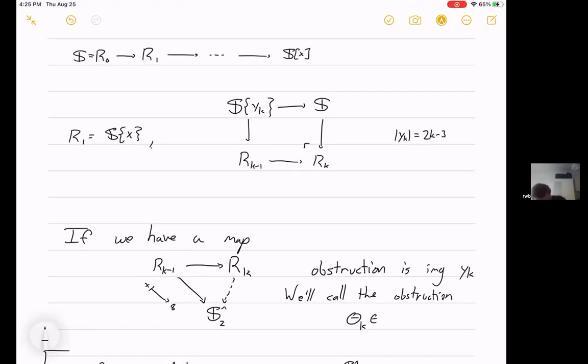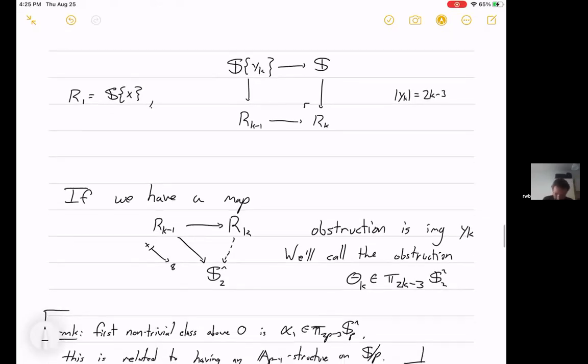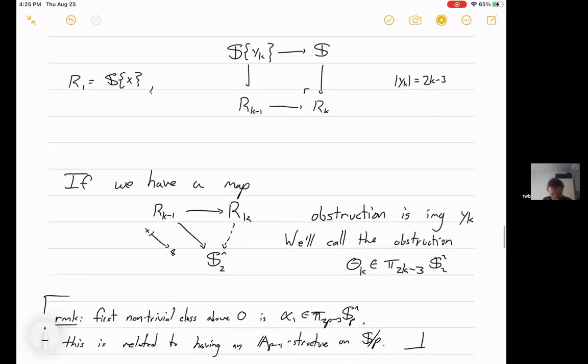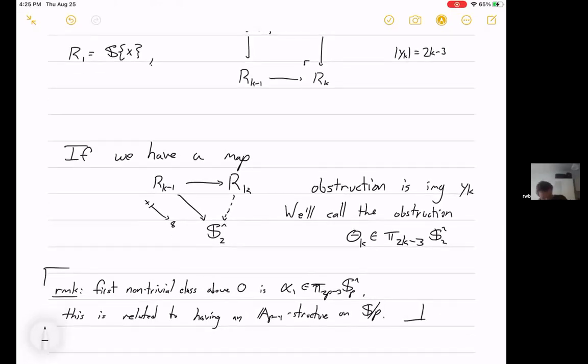And that is going to be in pi 2k minus 3 of the 2-complete sphere. Okay. And as a remark, at odd primes, the first non-trivial class above degree 0 is alpha 1 in pi 2p minus 3. And this is related to the fact that having an A_{p-1} structure on S mod p, that we had one.